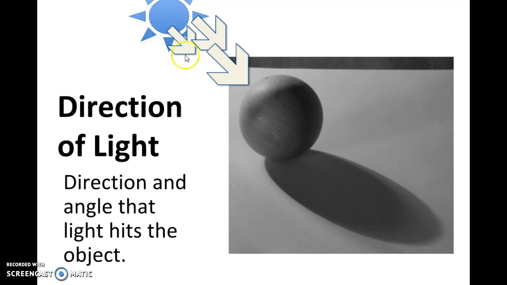So in this case, I put a sun to the upper left of the object, and you can see that the light is then shining down on the object. We can tell just from looking at this picture where the direction of light is because of the direction and angle of the cast shadow as well as the highlight on the sphere itself.